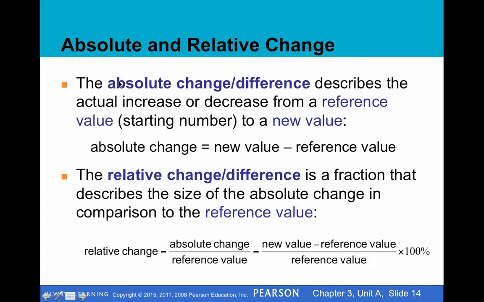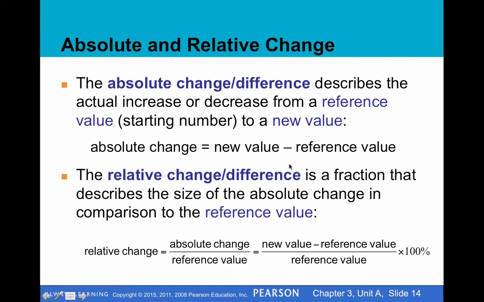So we start off with this thing called absolute change and/or difference that describes the actual increase or decrease from one value to the next, from a reference value to a new value. So the absolute change is just a simple subtraction. That's the easy part. You know, if your pay goes up from $13 an hour to $18 an hour, your pay went up $5 an hour. Everybody knows that, but we want to know what's the percentage increase, and that's what we're going to solve.